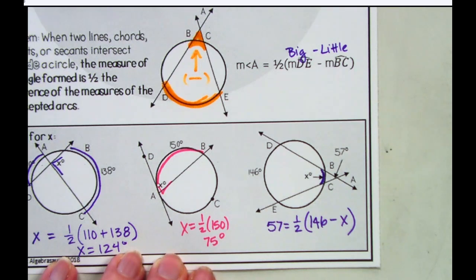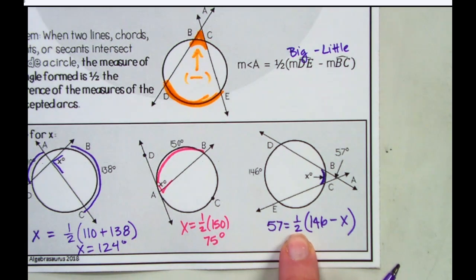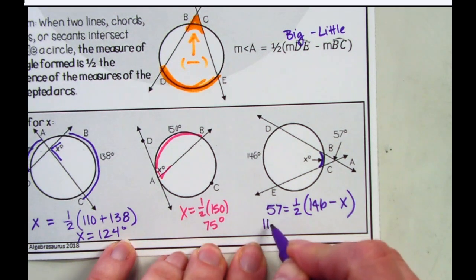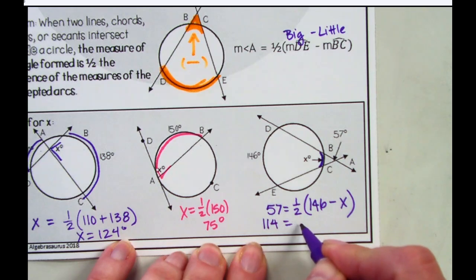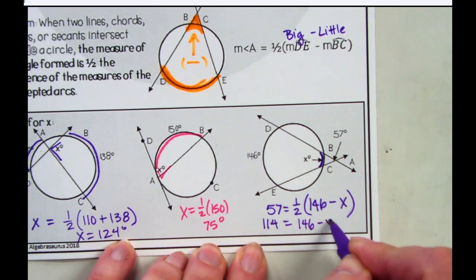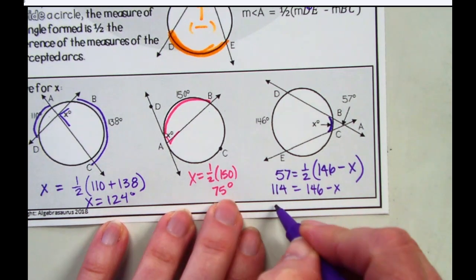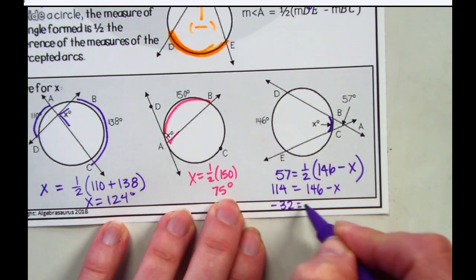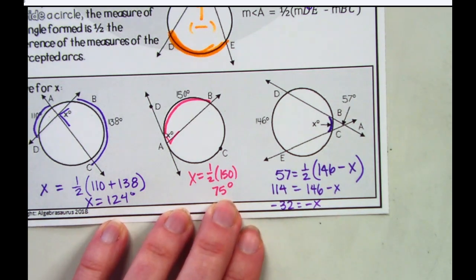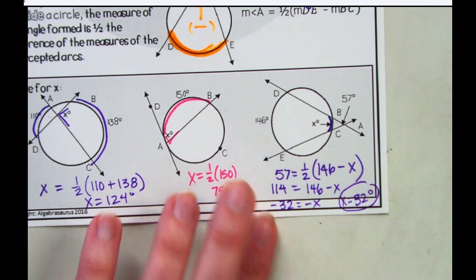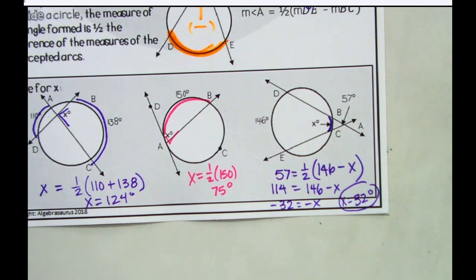Would you spell that? I would be happy to. Nope. So when we were solving a second ago, we chose to get rid of that half first, yes? So times both sides by 2, we would have 114 equals 146 minus X. What's 114 minus 146? Negative 32 equals negative X, but you already put the sign in your head, right? So the measure of that arc is 32 degrees. Understanding how those theorems work is for sure half of the battle.